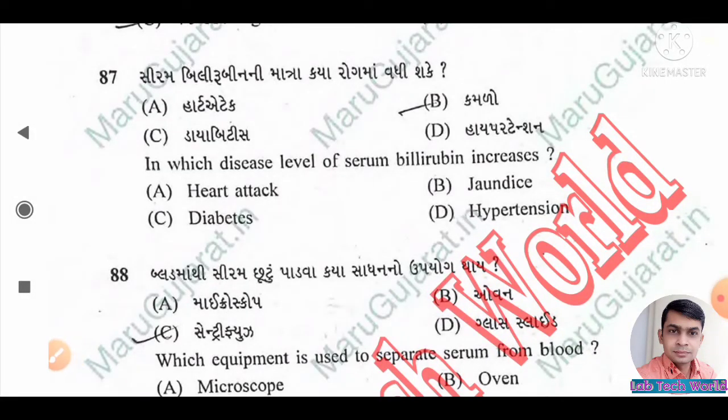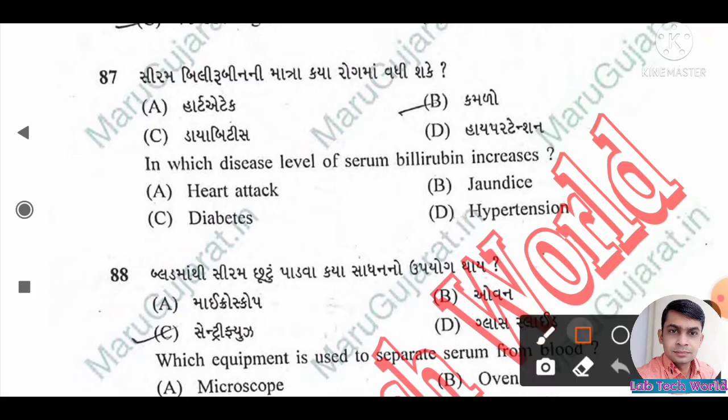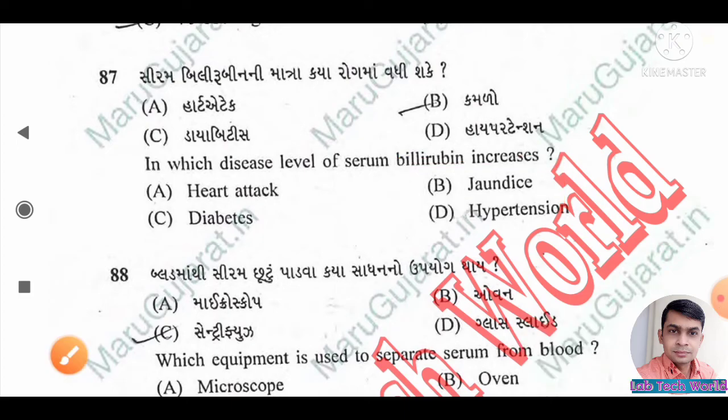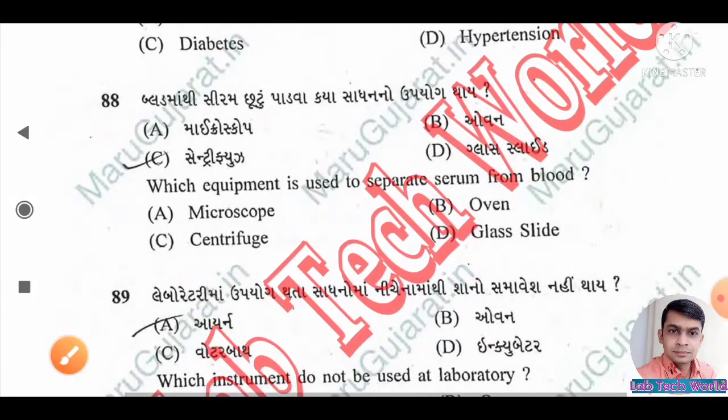In which disease does the level of serum bilirubin increase? Options: A, heart attack; B, jaundice; C, diabetes; D, hypertension. Now the easiest question, all of you can answer. The correct answer for this question is option B, jaundice, in which the level of serum bilirubin increases. Move to the next question, number 88.